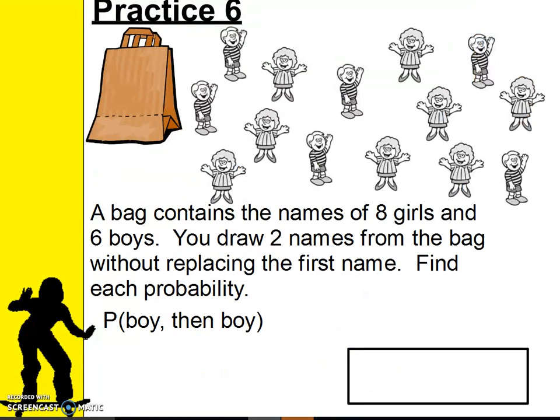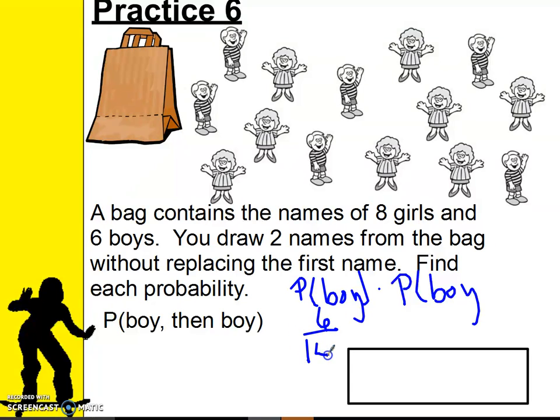A bag contains the names of 8 girls and 6 boys. You draw 2 names from the bag without replacing the first name. Find each probability. A, probability of a boy times the probability of a boy. Okay, so I have 6 boys out of a total of 14 people. One of the boys is now gone. So now I have 5 boys out of 13.